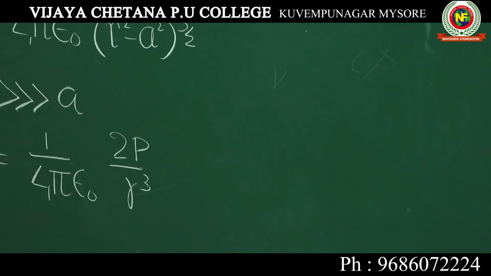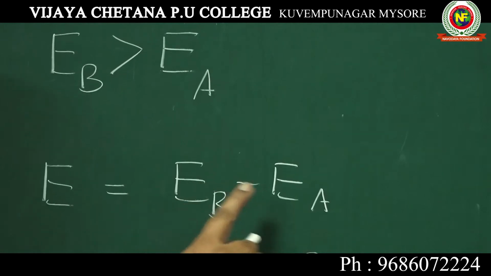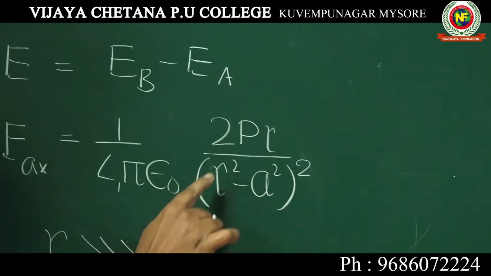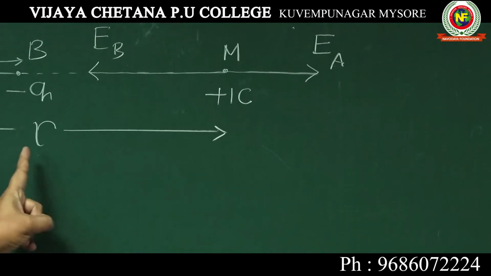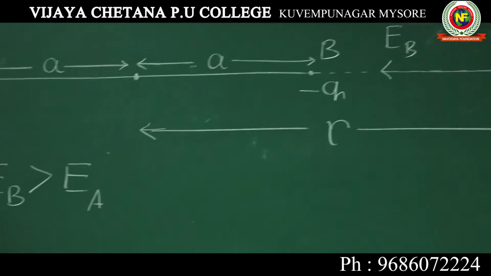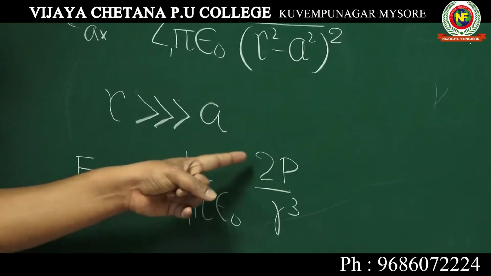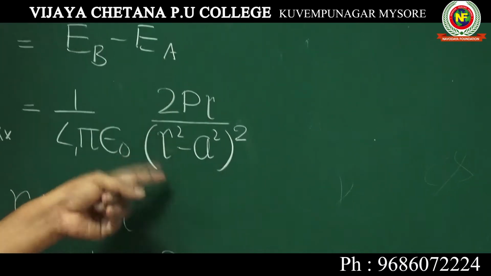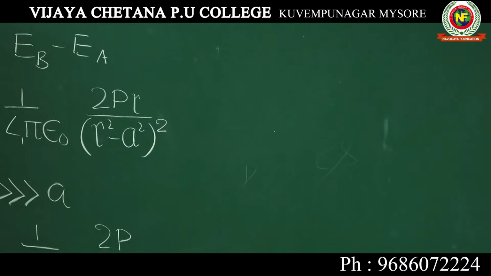Therefore, EB is greater than EA. Therefore resultant intensity is EB minus EA. Or E axial finally was equal to 1 by 4 pi epsilon naught 2pr by r square minus a square whole to the power of 3 by 2. Since r is much greater than a, you have considered now a point M very far from the dipole. In that case, r is much greater than a. When r is much greater than a, E axial reduces to 1 by 4 pi epsilon naught 2pr by r square, a is negligible, r to the power 4, one r goes to the other side, you end up with this result. Okay, 2p by r cube. This is for a point on the axial line.